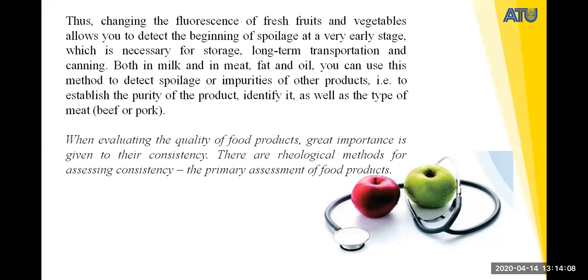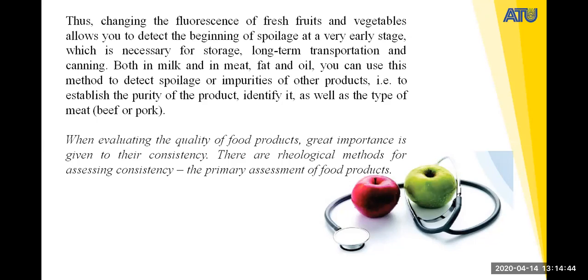Thus, changing the fluorescence of fresh fruits and vegetables allows you to detect the beginning of spoilage at a very early stage, which is necessary for storage, long-term transportation, and canning. In milk, meat, fat, and oil, you can use this method to detect spoilage or impurities of other products, to establish the purity of the product, identify it, as well as the type of meat.